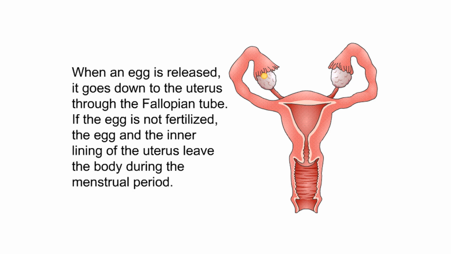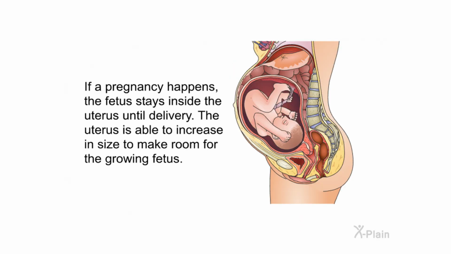When an egg is released, it goes down to the uterus through the fallopian tube. If the egg is not fertilized, the egg and the inner lining of the uterus leave the body during the menstrual period. If a pregnancy happens, the fetus stays inside the uterus until delivery. The uterus is able to increase in size to make room for the growing fetus.